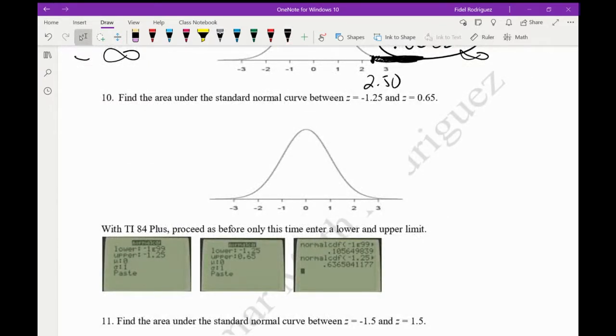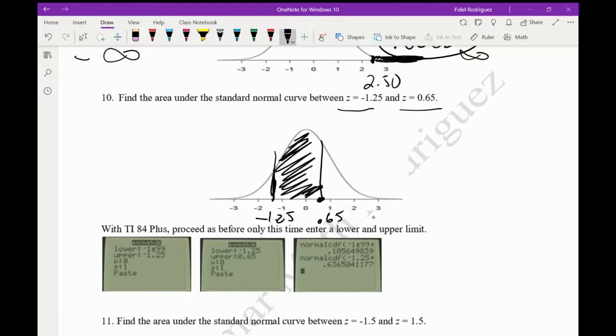Let's see. Number 10 says, let's find the area under the standard normal curve between negative 1.25 and 0.65. Okay, so remember, negative 1.25 is going to be somewhere right about here. And 0.65 will be a little bit more than halfway. And I'm looking for the area between these two pieces right here, okay?